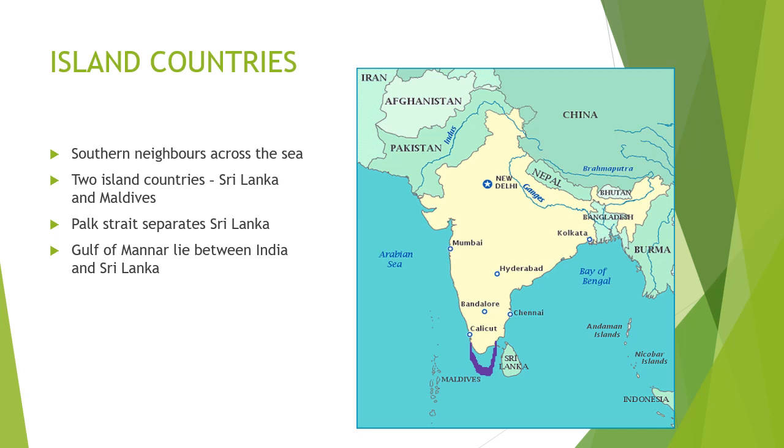Okay, now what is the Gulf of Mannar? A gulf is basically an area or a patch of water which is almost surrounded by land, but a small part of it is open to the sea. So that is the Gulf of Mannar, which lies between India and Sri Lanka.